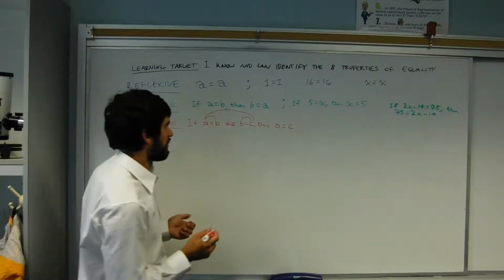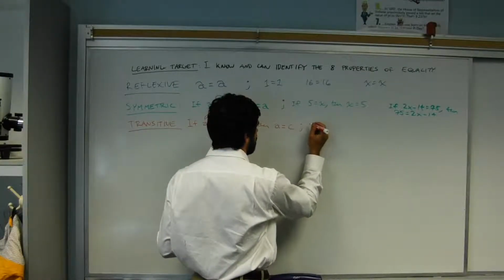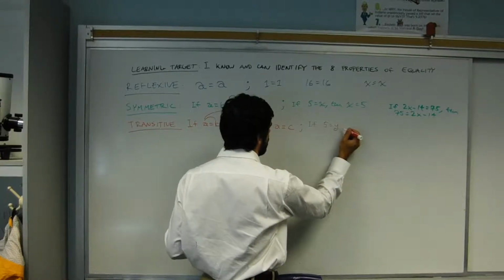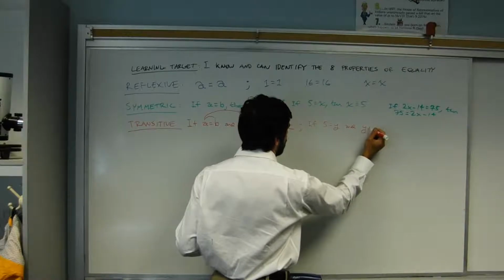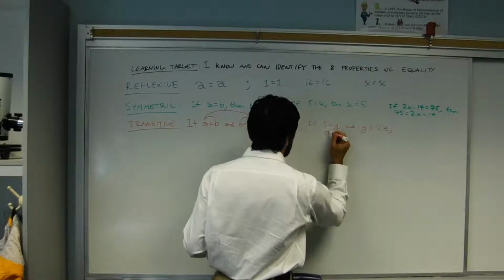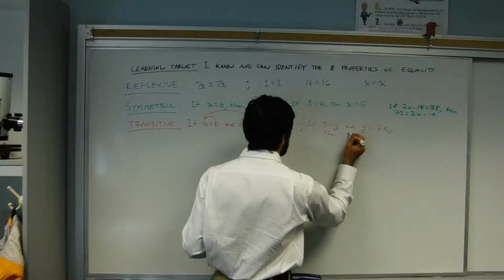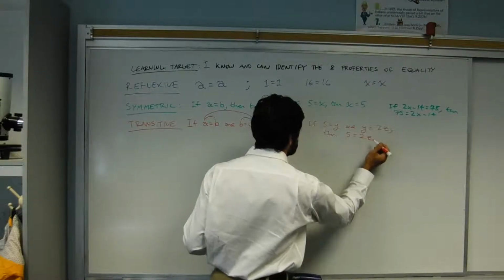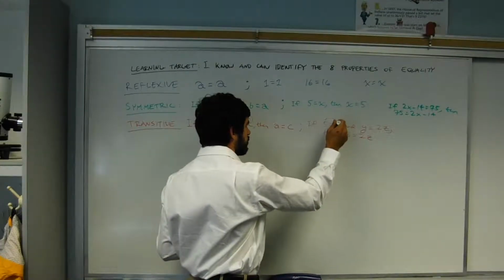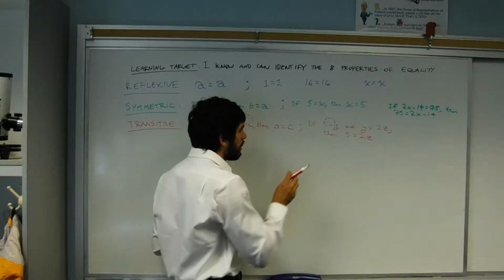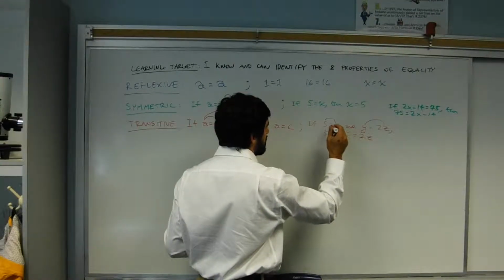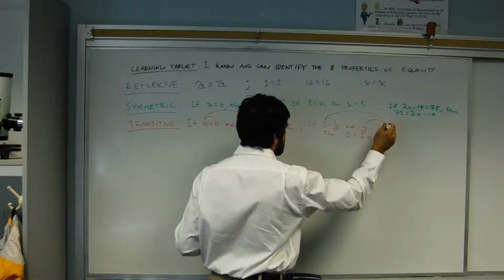An example of this would be if we have 5 is equal to y, and y is equal to 2z, then 5 is also equal to 2z. So again, we're just applying 5 is equal to y. Then we also know that y is equal to 2z, so that means that 5 has to be equal to 2z.